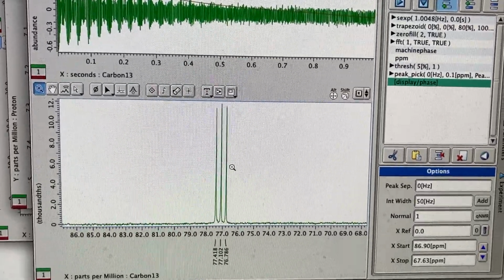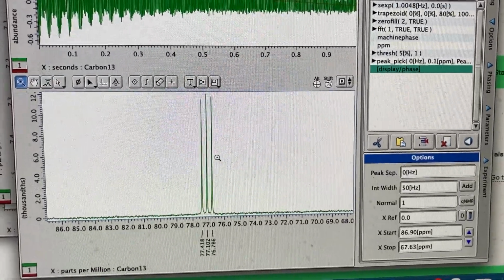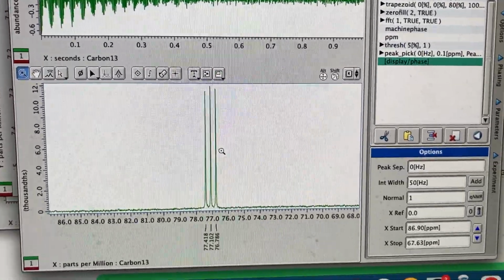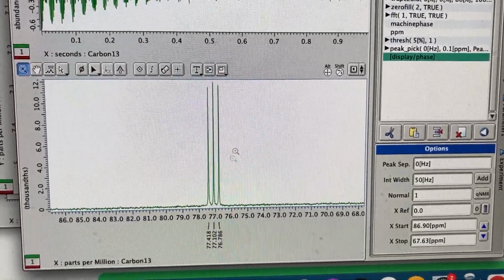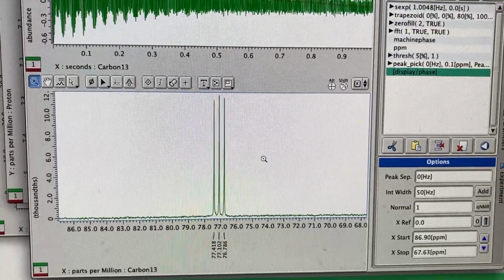And it's not like we didn't do it right. It's not like we did it wrong. It's just the fact that we didn't let the carbon run long enough. But these same 3 peaks are in our product. So that's good. We've made it.